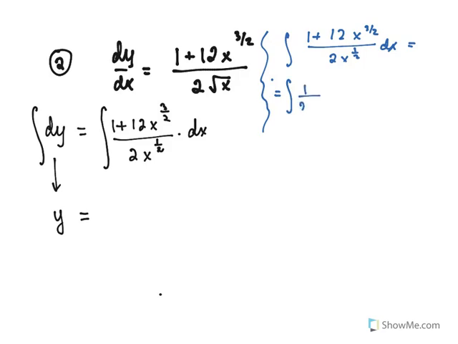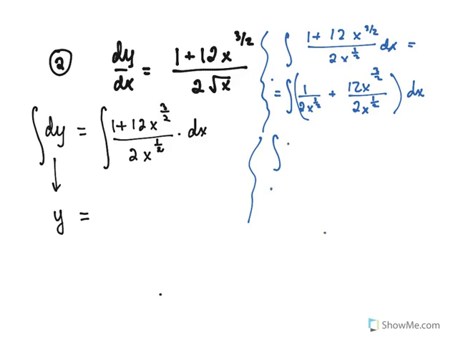So 1 over 2x^(1/2) plus 12x^(3/2) over 2x^(1/2). I hope you understand what I did. Nothing special here. The common denominator is 2x^(1/2). Now let's try to simplify this a little bit and see what happens. I'm not integrating yet. I'm just trying to make it easier for myself so that I can integrate.